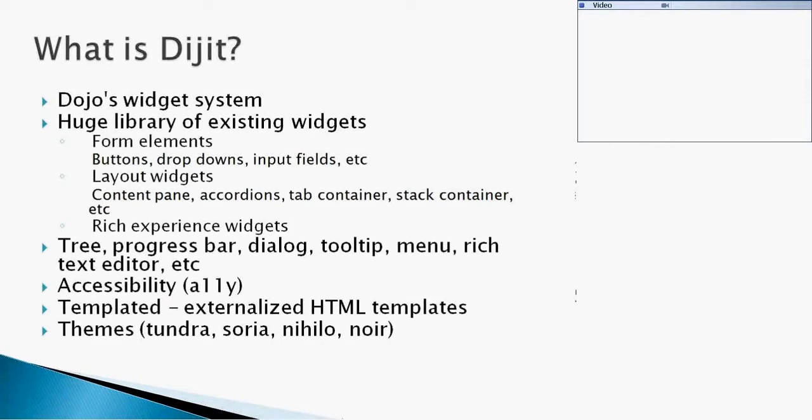So dijits are a bit special. I mean, they are widgets. They have everything. They encapsulate three things: HTML, JavaScript, and CSS for that particular widget. They take care of their own presentation and all. So they are quite handy. If you have created one widget, you can use it a number of times in your page or inside your application, and they are very useful. Dojo itself comes with all these widgets like form elements, buttons, drop downs, input fields, layout widgets, and some examples: content pane, accordion, tab container, stack container, and some other rich experience widgets like tree, progress bar, dialog, tooltip, menu, rich text editor, etc.